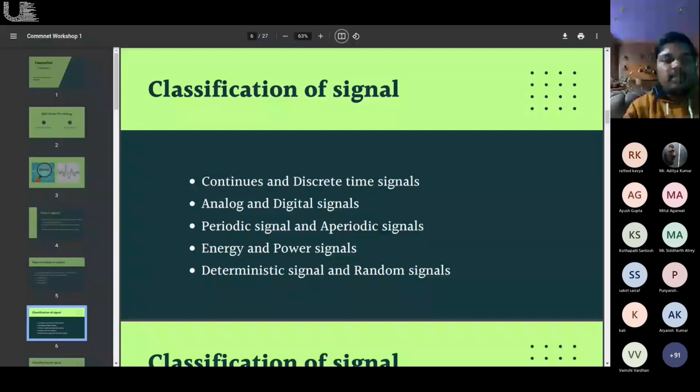In case of continuous time signals, we have the value of the signal for every instant of time. And for discrete time signals, we have the values of the signal at some constant intervals of time, not for every instant of time. Understood? Again, if there is any doubt, you can tell me. Don't hesitate. I'm not a professor, I'm just a senior. Next we have analog and digital signals. I think you all know about analog and digital.